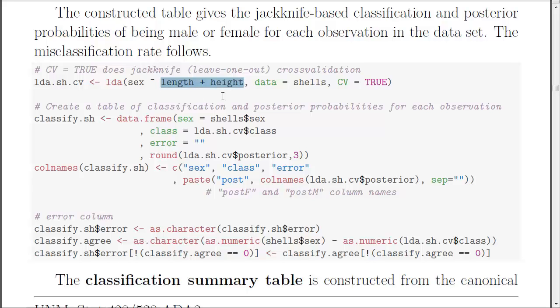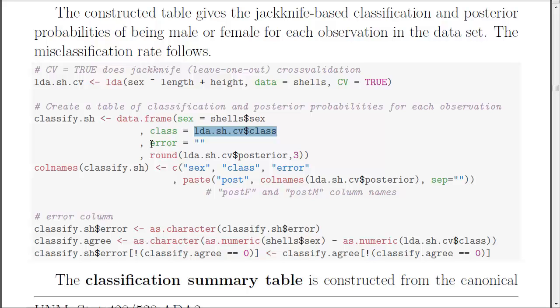We'd probably ideally want to use all three variables here. Then I'm going to create a data frame, a table to hold our results. So we're going to put the true sex into a column labeled sex. We're going to take the classification from the LDA and put that into a column called class. So if sex and class, the classification, match, then there was no error. And if they differ, then there was a misclassification in one direction or the other.